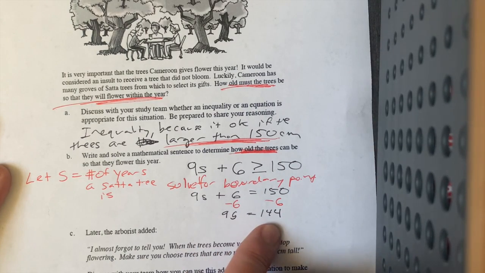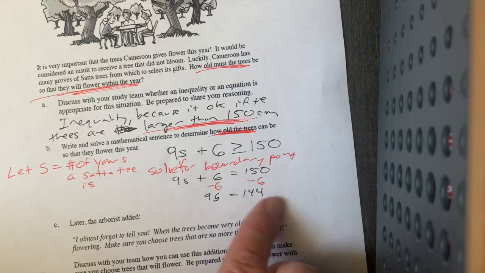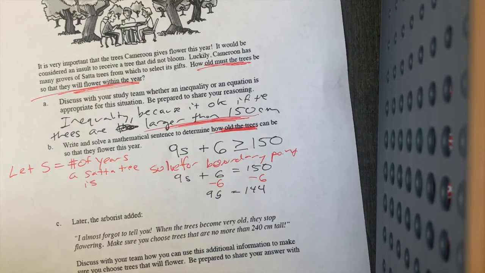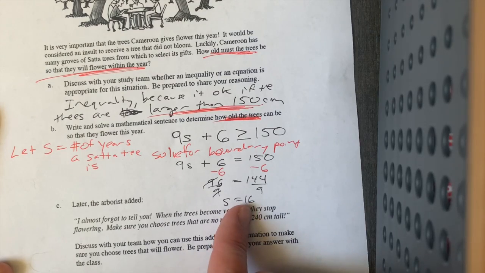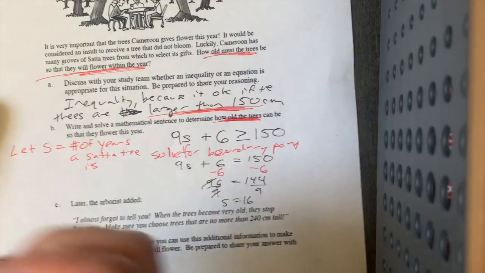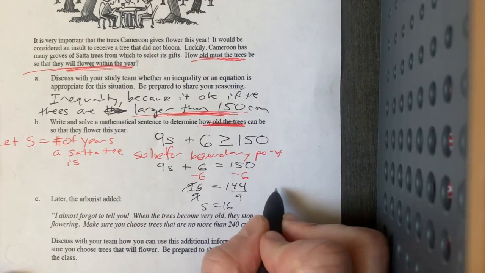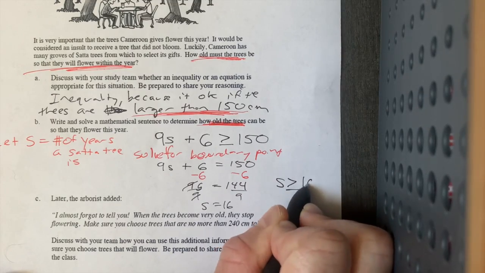And 9 goes into 144 16 times. That's one you'll do in your head a lot. 144 divided by 9 is 16. Okay, so we know that it needs to be 16 years to be exactly 150 centimeters. And we know because it's getting bigger each year, our final solution is greater than that. So S needs to be greater than or equal to 16.